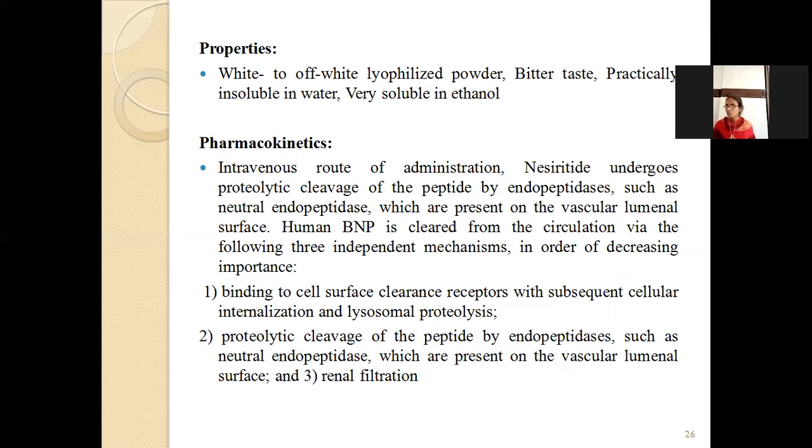So it is an intravenous route of administration. It undergoes proteolytic cleavage of the peptide by endopeptidase following three mechanisms: either binding to the cell surface, proteolytic cleavage, or renal filtration.